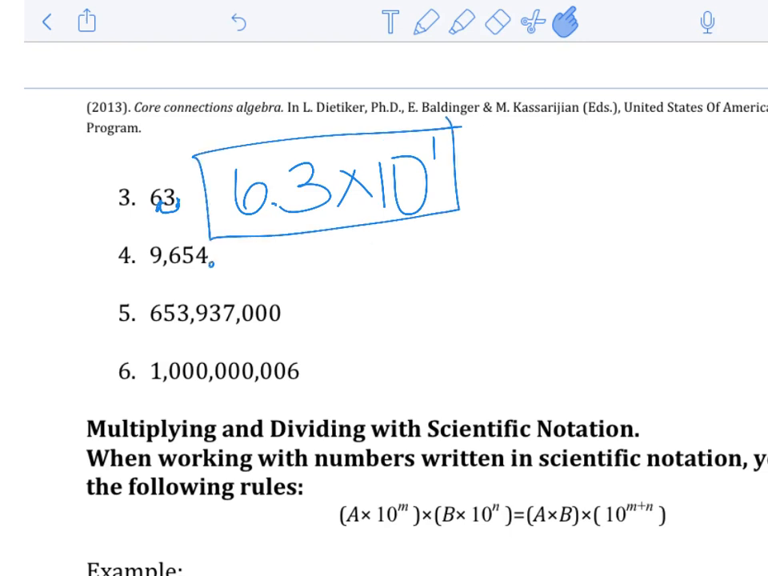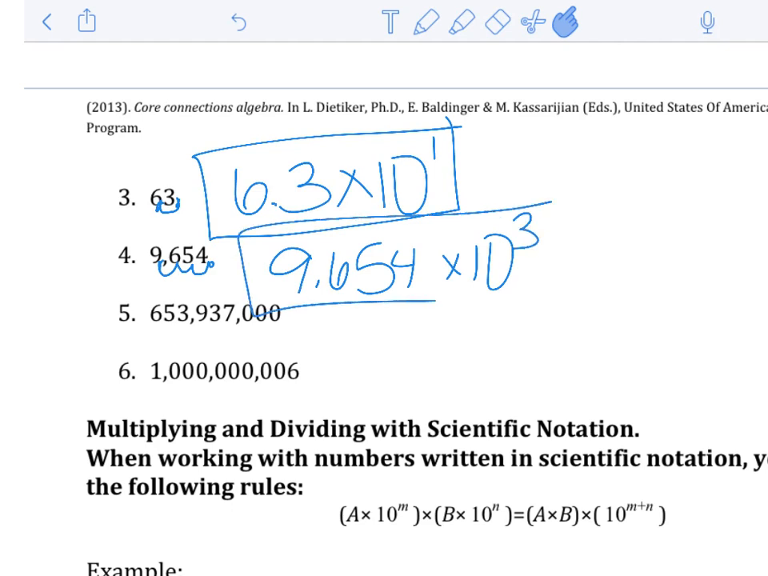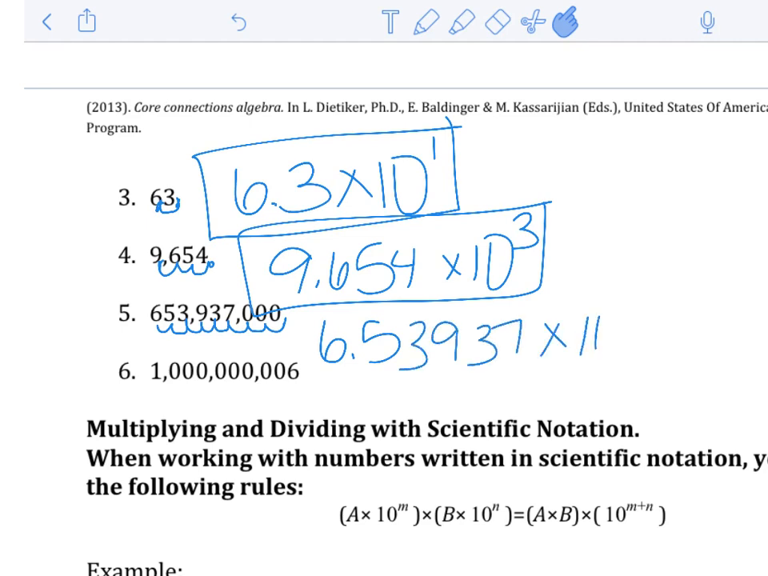Number 4, again, I'm going to go 1, 2, 3 spots. 9.654 times 10 to the 3rd. Then 1, 2, 3, 4, 5, 6, 7, 8. So 6.53937, I'm going to drop the rest of the zeros, times 10 to the 8th power.